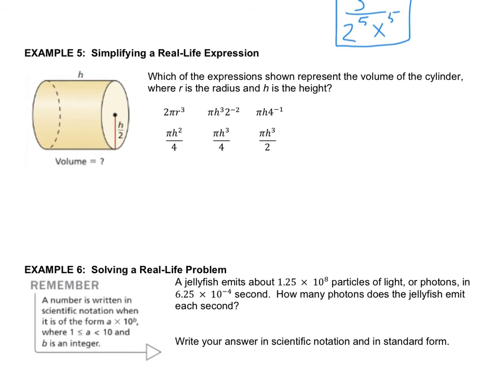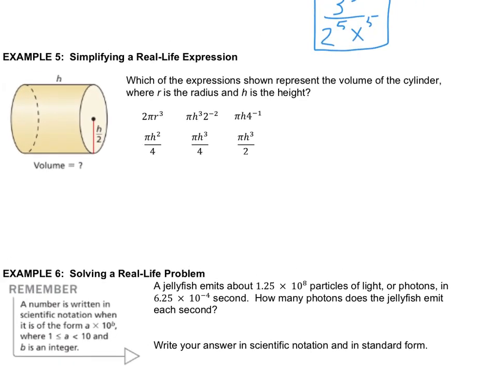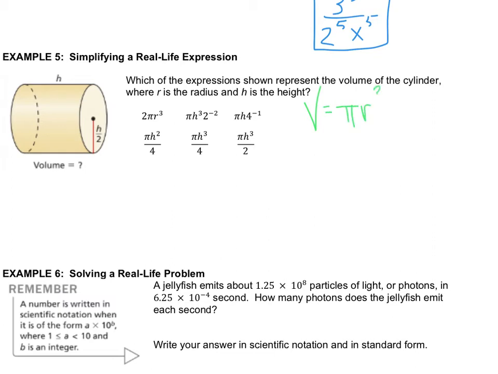So now we want to look at volume of a cylinder. So hopefully we remember a little bit of volume of a cylinder. Volume of a cylinder equals pi r squared h, where r is the radius, h is the height, and pi, which we think of as 3.14, we're going to leave as the symbol pi.